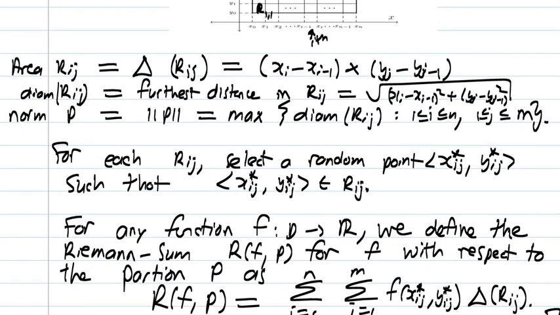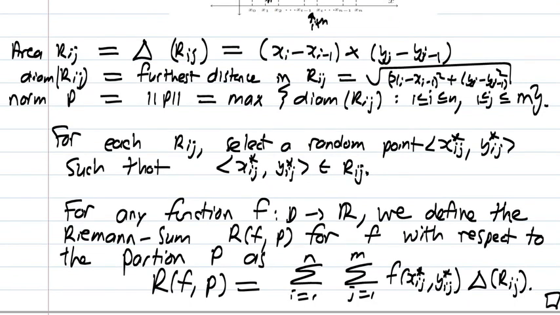And now if we have a function f from D to R, D being the big rectangle, we define the Riemann sum, R in brackets f, P, for function f with respect to partition P as follows. For each rectangle, remember we selected a point, so we evaluate f at that point, and we multiply it with the area of that rectangle. And so we do this for each of the subrectangles, and we add it up. If we do this, we get the Riemann sum for function f with respect to the partition. So it's given by this formula.